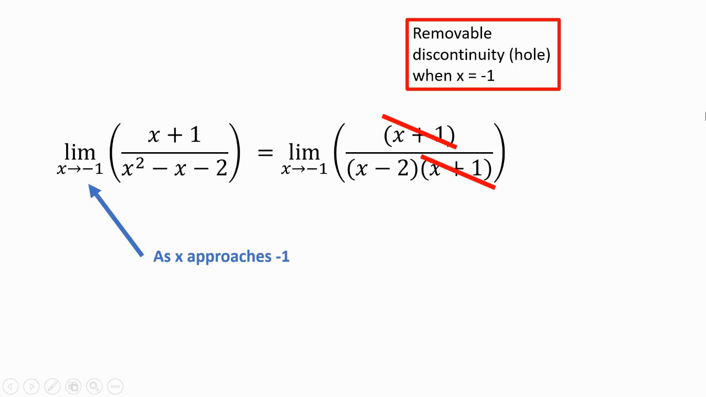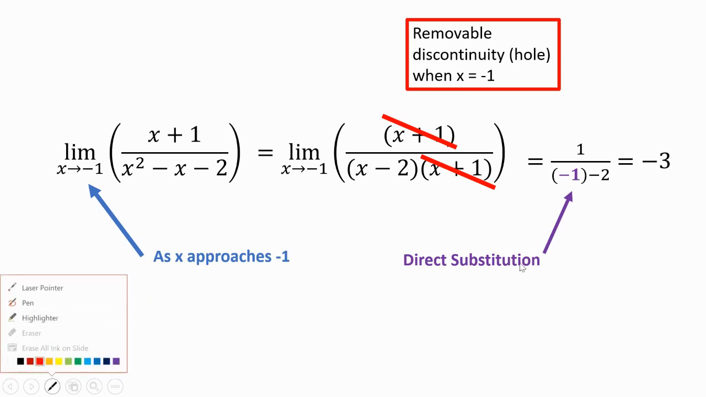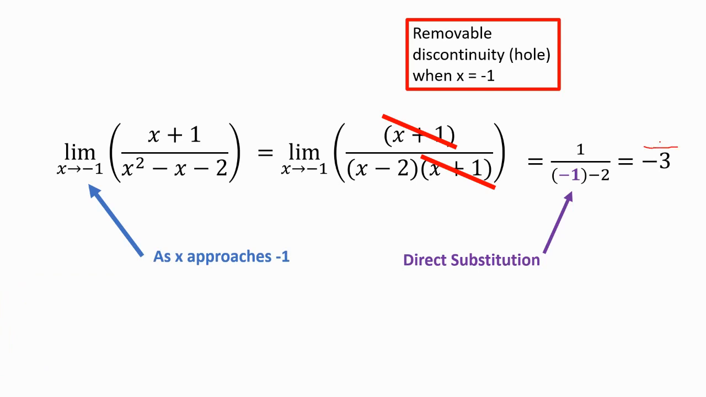All right, now that we know it's a removable discontinuity, we can rewrite our limit as the limit of 1 over x minus 2 as x approaches negative 1. And that's something that we can plug negative 1 into. I can now use direct substitution, plug in negative 1, and the limit, excuse me, that does not equal negative 3. That equals negative 1/3. Classic mistake. Anyway, that's direct substitution. Love that.